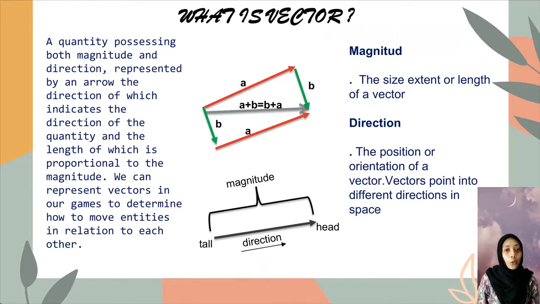Okay, what is a vector? Vectors are pairs of a direction and a magnitude. We usually represent a vector with an arrow. The direction of the arrow is the direction of the vector, and the length is the magnitude. They have two types of physical quantities: magnitude and direction. Magnitude is the size, extent or length of a vector, and direction is the position or orientation of a vector pointing in different directions.